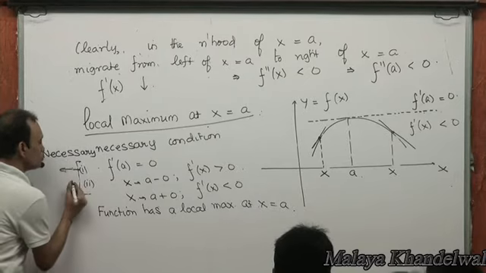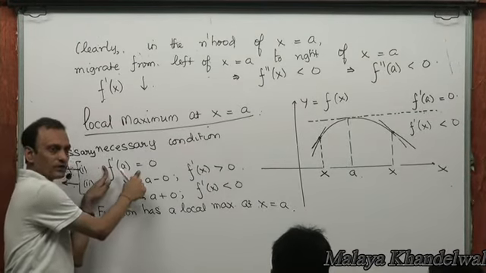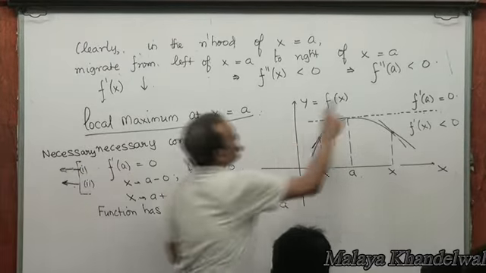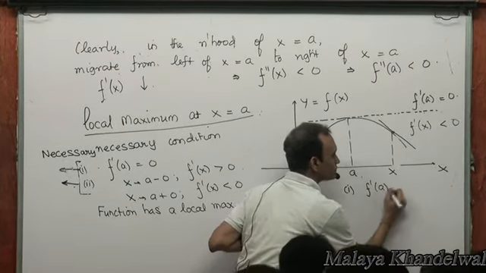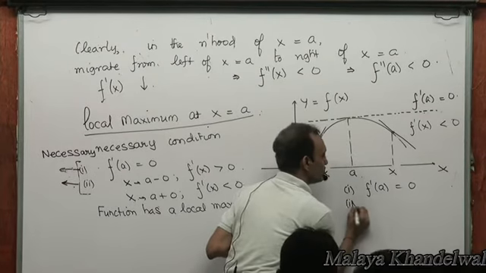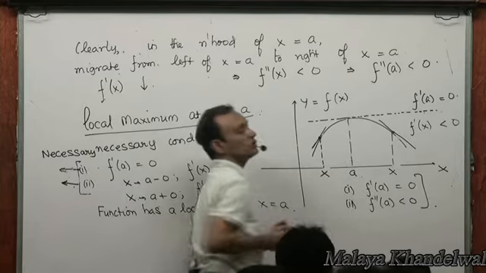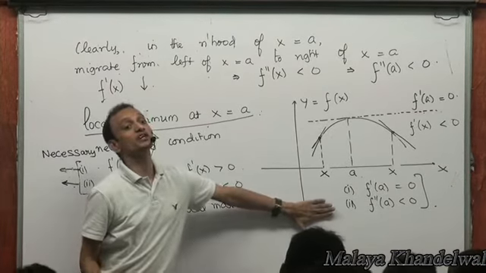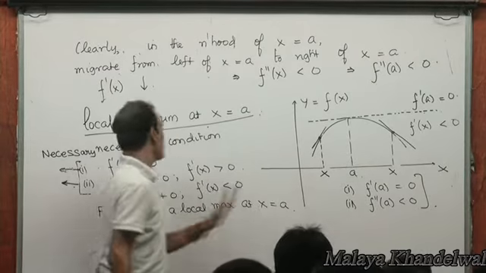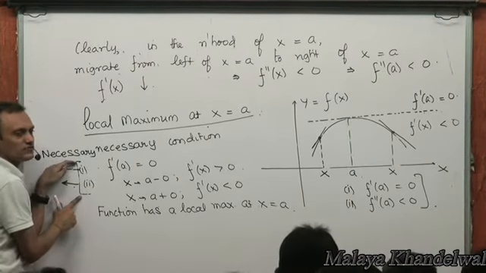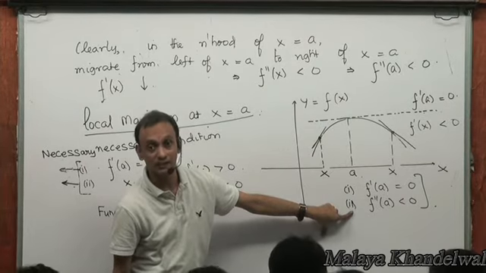Either you can test these two for a local maximum, or what you could do is, in addition to 1, f dash a is found to be 0, and 2, if f double dash a is found to be less than 0, second derivative at x equal to a is less than 0, then also it's a case of a local maximum at x equal to a. So this is called the first derivative test for a local maximum. This is called the second derivative test for a local maximum.